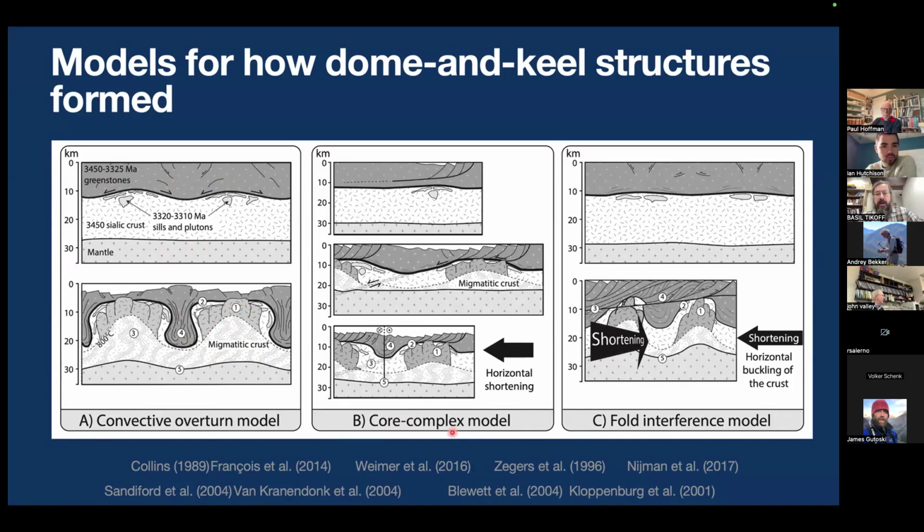An alternative model put forward by Zegers and others, but also by Kloppenberg, is that the dome areas were thickened crust and then they went into extensional collapse. And then the third model is that it's really basically bidirectional folding. So the dome and keels are really anticlines and synclines, or structural domes and structural basins. And those are the different models that have been talked about for the Pilbara.